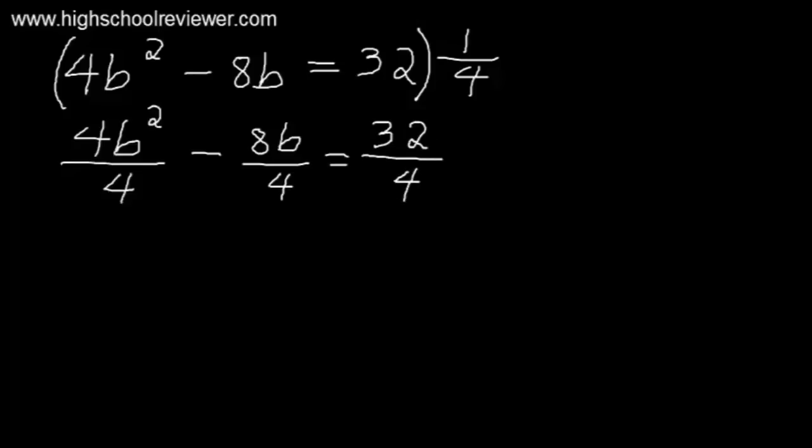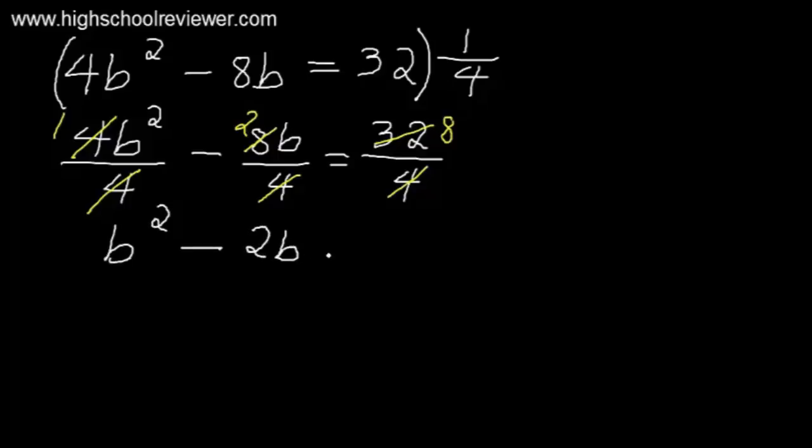So 4 divided by 4, we can cancel this out. This is equal to 1. And 8 divided by 4, this will be equal to positive 2. 32 divided by 4, this is 8. Okay. So 1 multiplied by b squared is equal to b squared minus 2 times b, that is 2b, and this will be equal to positive 8. Okay, we can now complete the square.